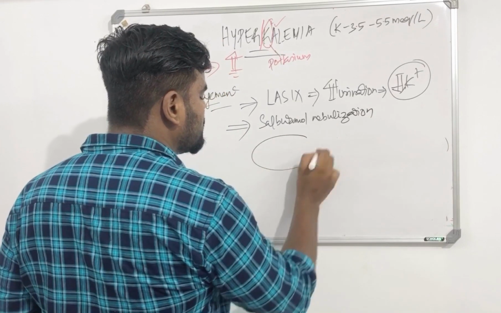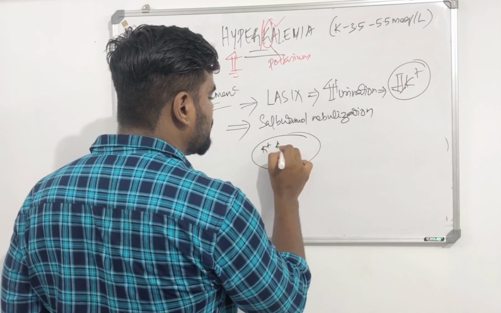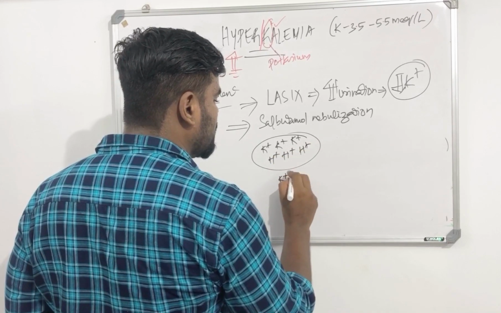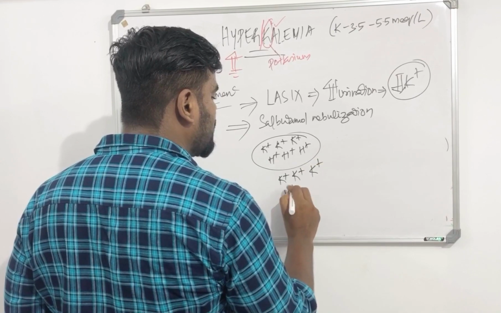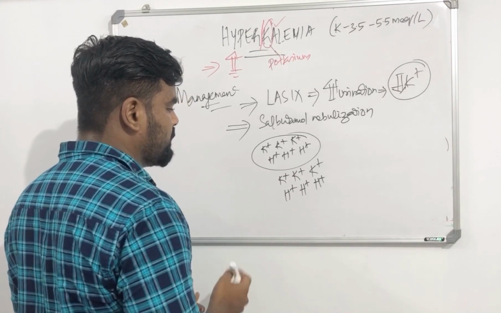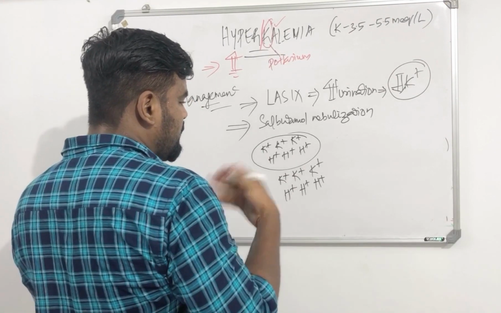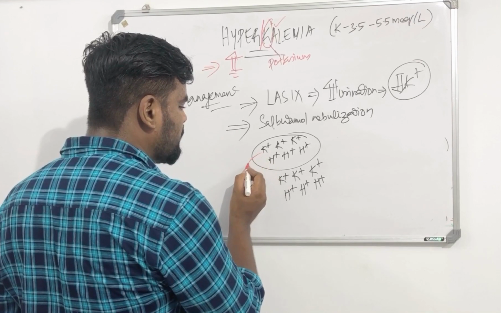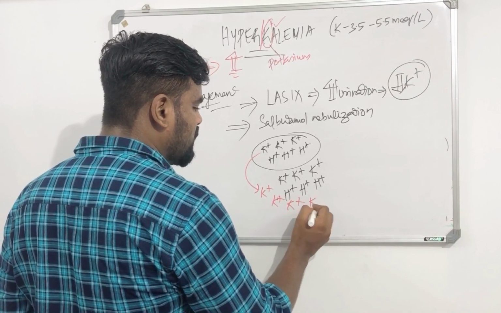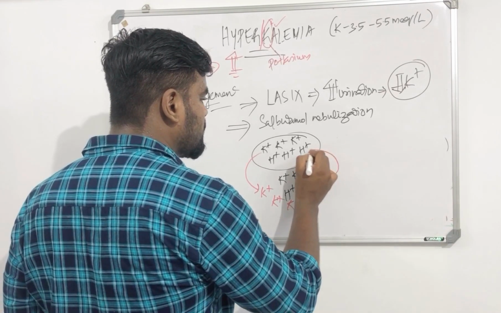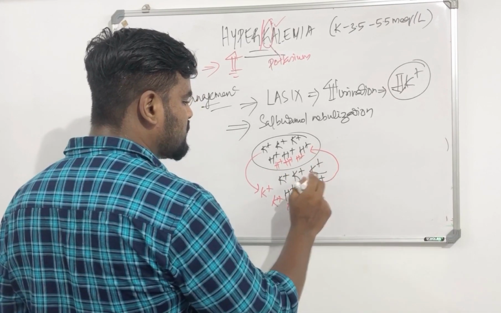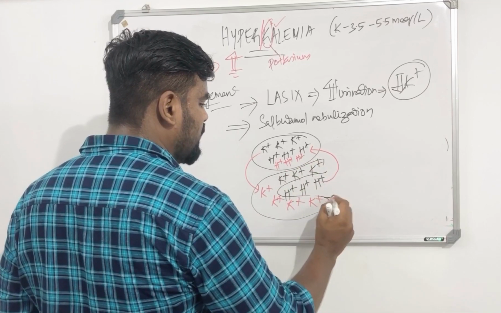You want to think this is the intracellular side and this is the extracellular side. Normally, on the intracellular side and extracellular side, the potassium will be almost equally distributed. So if any abnormality happens in the body, the potassium from the intracellular side will come outside like this. As soon as the potassium comes outside, the hydrogen from the extracellular side will go inside. So what is high here? The potassium in the extracellular side is high. This is what we call hyperkalemia.